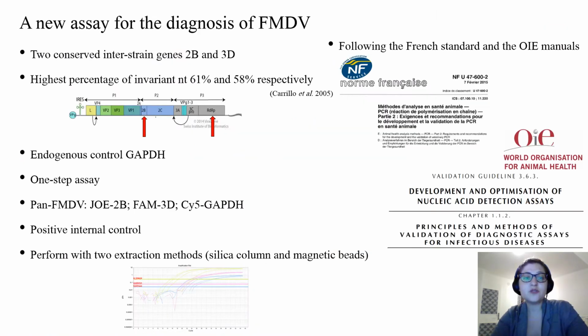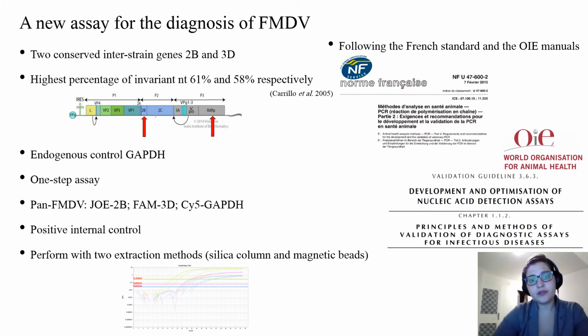mutation. This triplex was designed to detect the two most conserved inter-strain genes, 2B and 3D, with a high percentage of invariant nucleotides at 61% and 58% respectively. The endogenous control is GAPDH. This is a one-step and pan-FMDV RT-PCR.